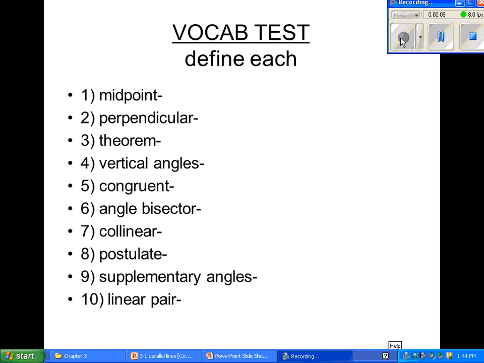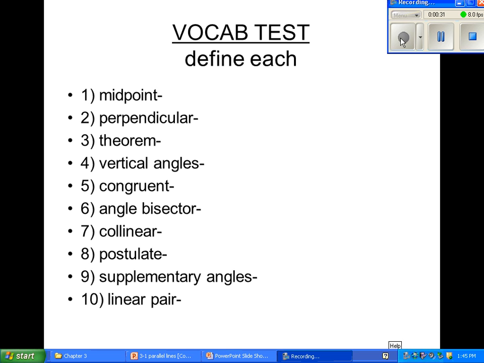Midpoint. Somebody tell me what a midpoint is. The point that splits the segment into two equal segments. I said separates, alright. And perpendicular. What's perpendicular? Lines that intersect to form right angles.